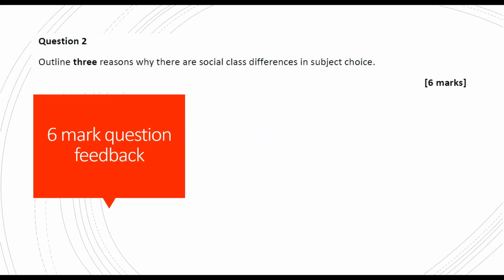Question number 2 was asking you to outline 3 reasons why there are social class differences in subject choice. This was a tricky question. It was a curveball. And I know that because obviously in class we learnt about gender differences in subject choice, and I think some of you might have thought I made a typo when I wrote this question. Some people simply wrote 3 perfectly good explanations, but they didn't refer to social class differences. They just referred to gender. And obviously those students unfortunately got no credit.